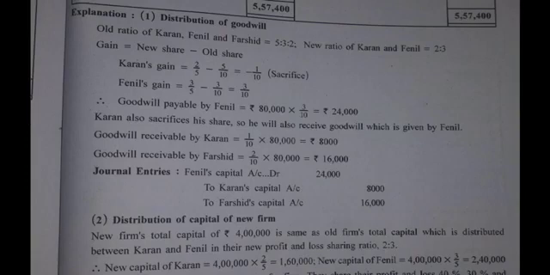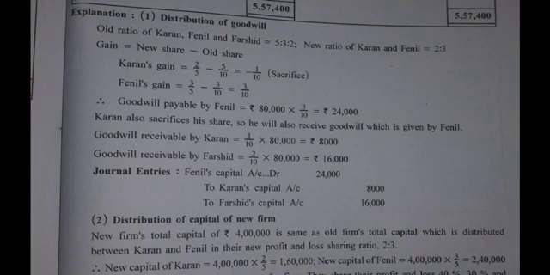Alright, we are doing the adjustment. They say the total capital should be 4 lakh as per the old form, and it should be in the new ratio. Now there are only 2 partners and the capital should be 4 lakh. So 4 lakh will be distributed in the new ratio. What is the new ratio? It is 2:3.